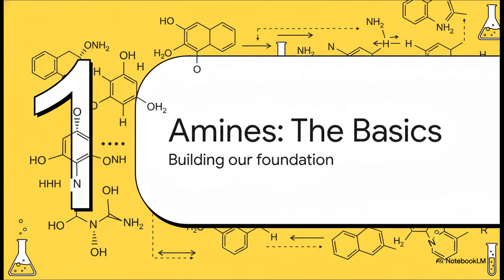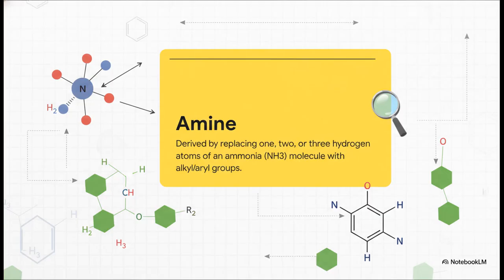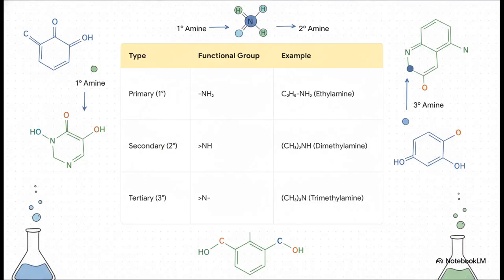So, first things first, what in the world is an amine? Let's get that foundation locked in. It's actually a pretty simple idea. Just picture an ammonia molecule, right? NH3. Now, all you do is start swapping out those hydrogen atoms. You can replace 1 or 2, or even all 3 of them with some kind of alkyl or aryl group. And that's it. The number of hydrogens you kick out is what tells you what kind of amine you're dealing with. And this table here just lays it all out for you, nice and clear.